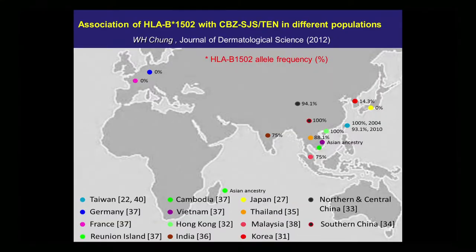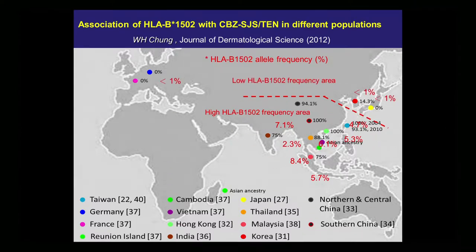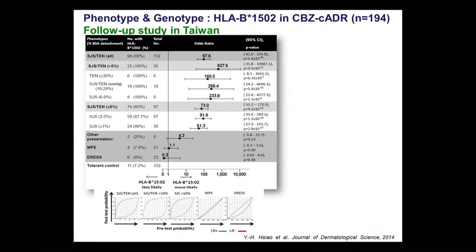And these findings are further validated by many other populations, especially in South Asian countries. But in non-South Asian countries, such as Japan or Korea, no association was observed. And if we look at the allele frequency of B1502, this kind of strong association is only present in populations or regions with a high frequency of B1502. Also in European or Western countries, without a high frequency of B1502, this kind of strong association was not observed.